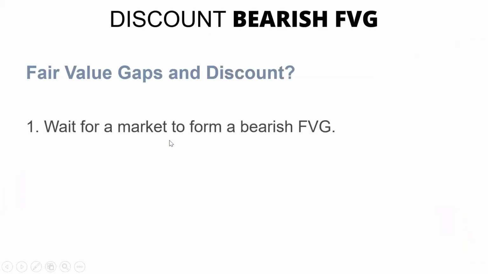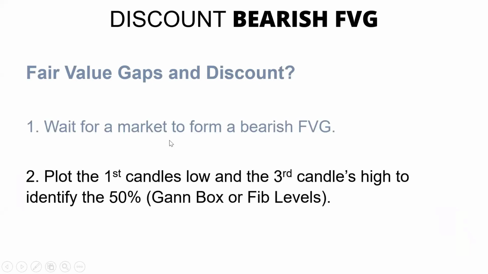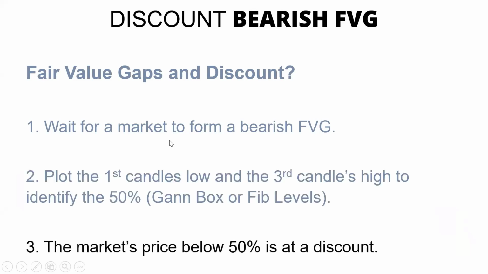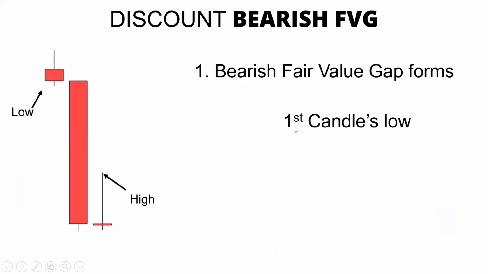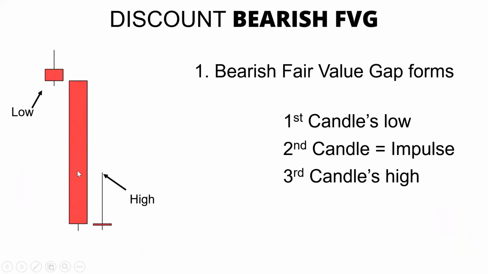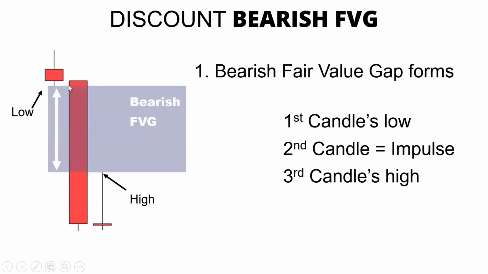So fair value gaps and discount. Wait for a market to form a bearish fair value gap. Plot the first candle's low and the third candle's high to identify the 50% Gann box or fib levels. So the first candle's low, we can see you would draw a line. The second candle makes an impulse or a bearish candle. And then the third candle's high, which you draw. And between that, that creates the fair value gap.